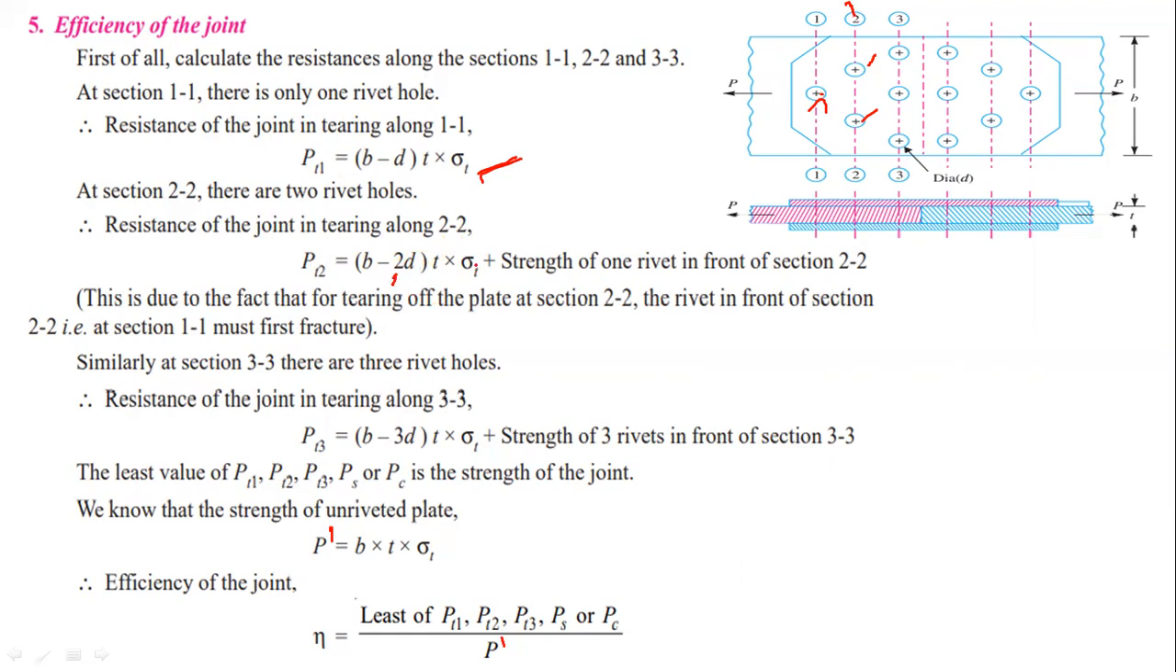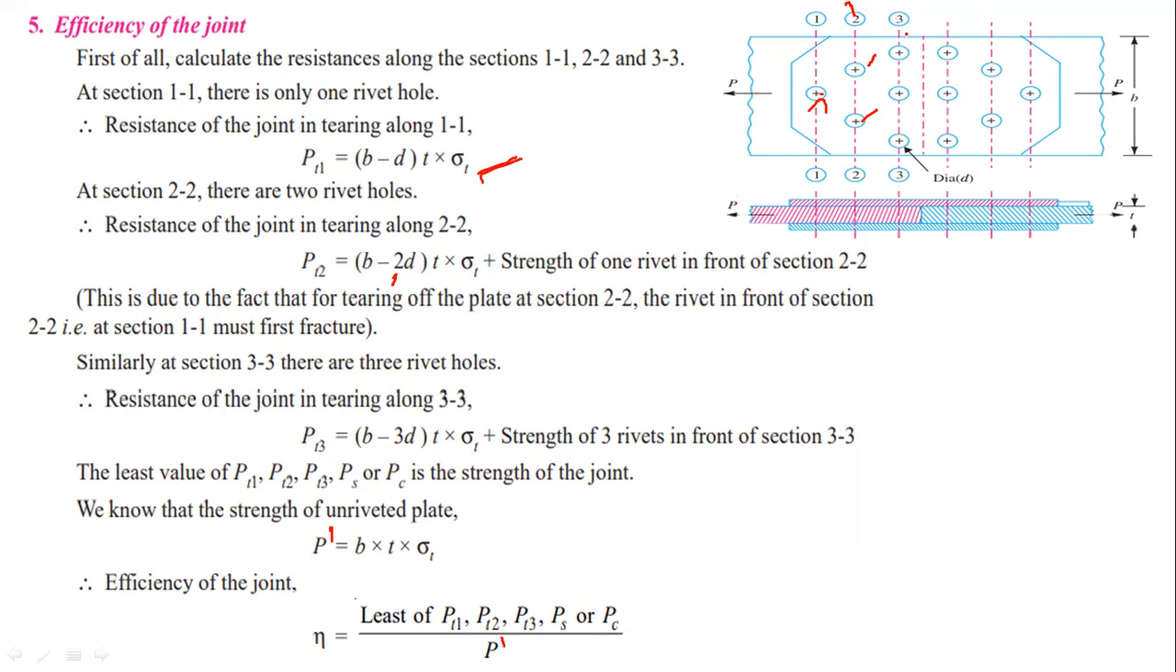Plus the shearing strength of the rivets before the second row. In front of the second row, there is only one rivet. So you have to consider the shearing strength of this rivet also.